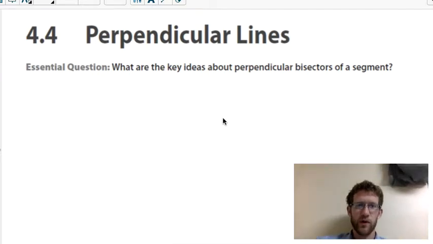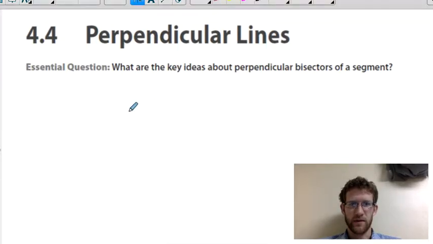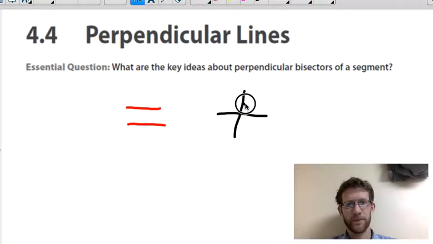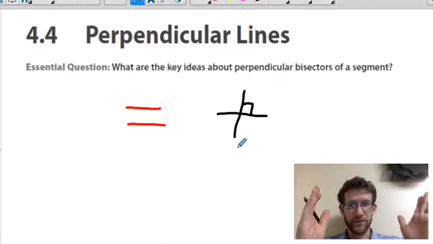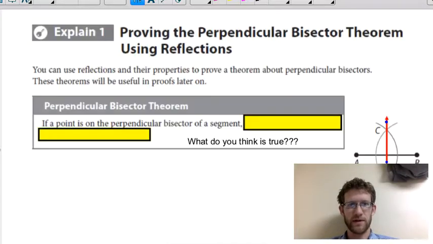Today we're doing 4.4 perpendicular lines. So hopefully all of you know what perpendicular lines are. Unlike parallel lines that go side to side and never cross, perpendicular lines do cross, and they cross at a 90-degree angle, right? So just keep that in mind as we talk about perpendicular lines.